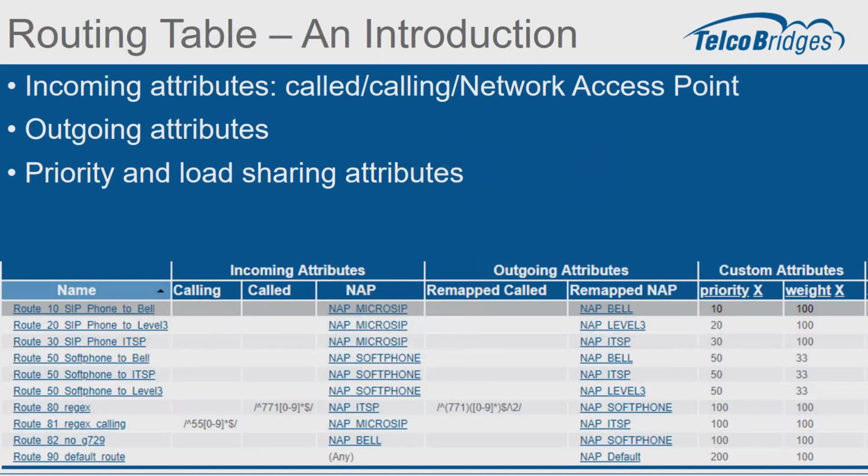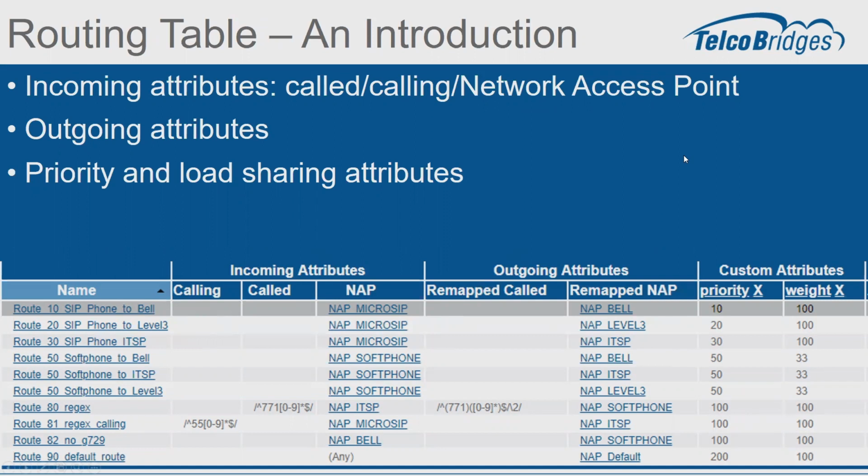So we can have other webinars on RADIUS and SIP redirect, but this time we're going to look at the internal routing. So you have some incoming attributes in our static routing table, which you can configure, like the calling number and the network access point. Here we call it NAP, and that is a network that is reachable by the FreeSBC.